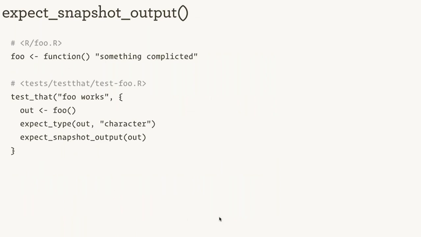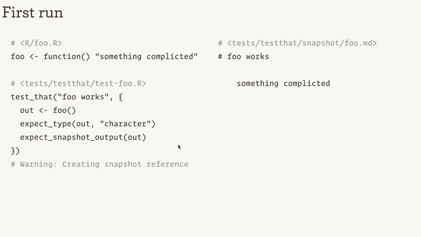So what does a snapshot test look like? Here I'm just going to give you a quick simulation in the presentation, and I'll show you what this looks like in a real package. I've got two files, foo.r, which has a very silly and simple function with a mistake in it, which we'll fix shortly. And then I've got a test. I run foo, I expect it as a character vector, and then I'm going to use this new expectation, expect snapshot output. It doesn't say what the expected value is because it's going to save it to disk. So the first time I run this, it's going to say warning, create snapshot reference, and it creates a new file.